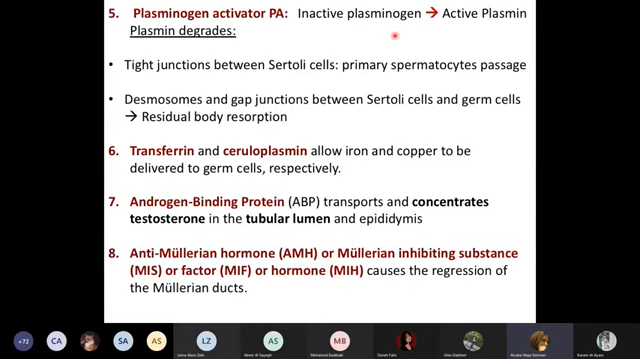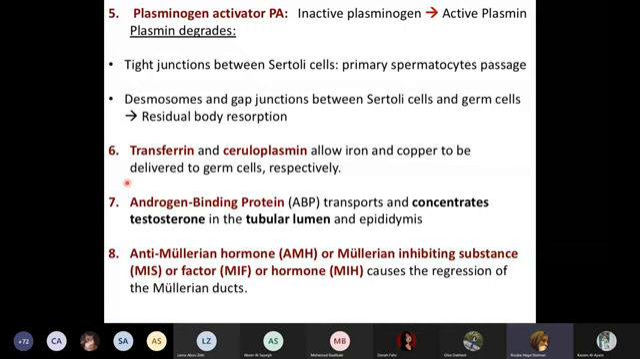and this will allow the primary spermatocytes that are in the pre-leptotene stage to pass from the basal compartment to the adluminal compartment once they want to enter prophase 1. Okay, so they pass from the basal to the central adluminal compartment. And also this plasmin is important to degrade the desmosomes and the gap junctions that are present between the Sertoli cells and the germ cells, and also will allow the resorption of the residual body once it is formed. Other molecules include the transferrin and ceruloplasmin.